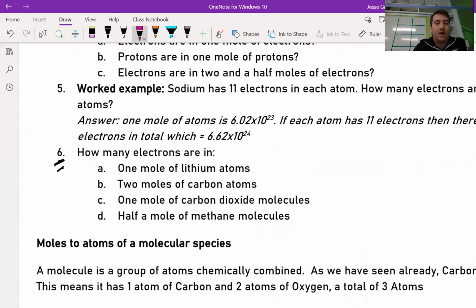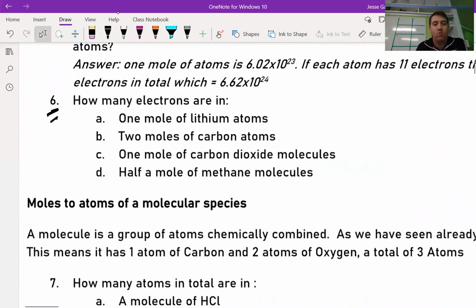So it says here, how many electrons are, first of all, in 1 mole of lithium atoms, then in 2 moles of carbon atoms, so this time it's starting with 2 moles of atoms, and a carbon atom. So think about that. What numbers do you need? Then 1 mole of carbon dioxide molecules. So that's like the last example I just did. And then half a mole of methane molecules. And if you're not sure what the formula for methane is, it's CH4. So 1 carbon, 4 hydrogens. That's what you need to know there.